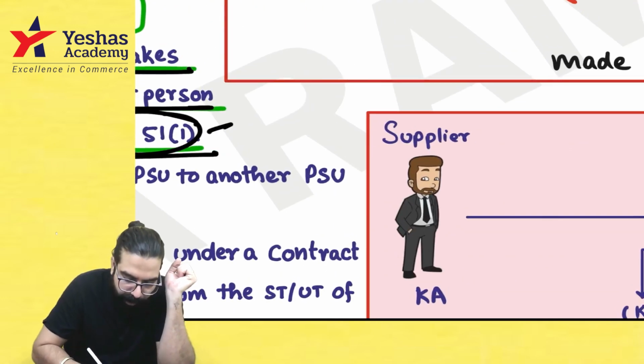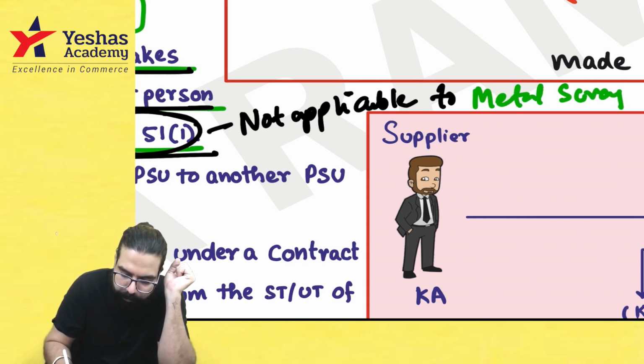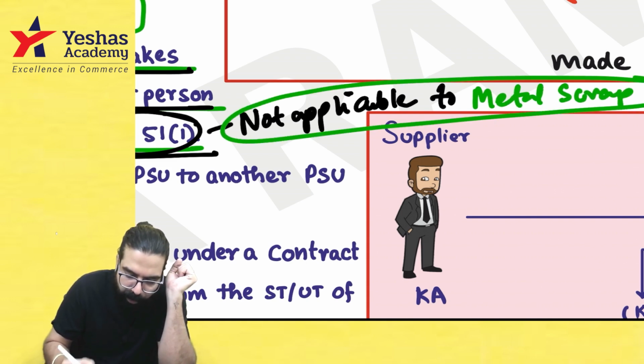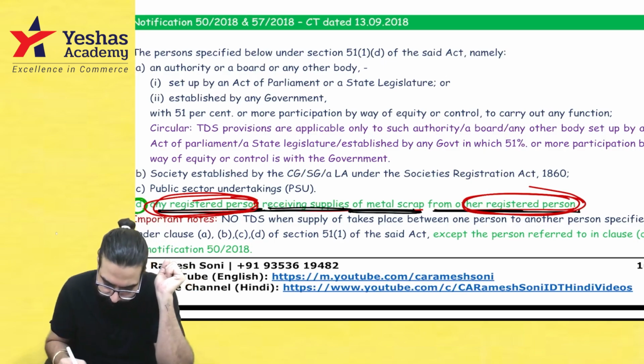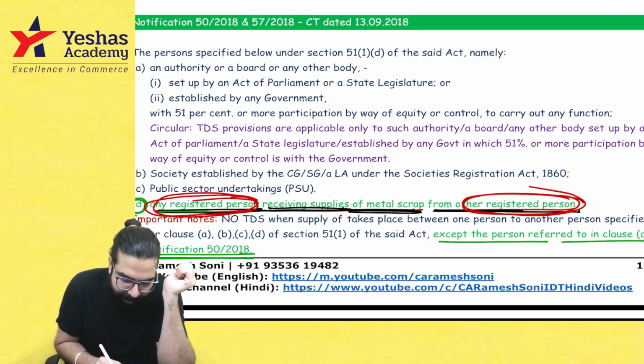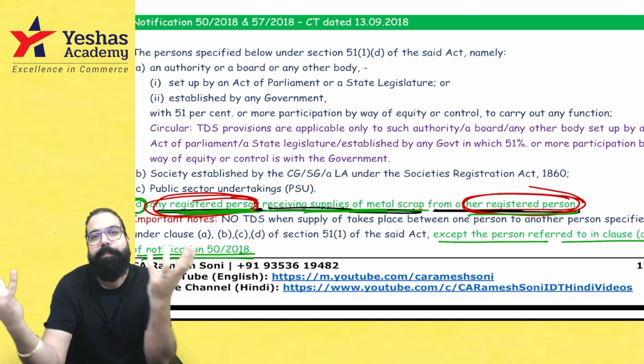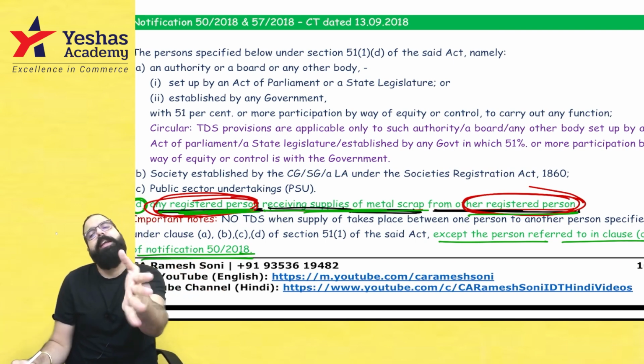But this is not applicable to metal scrap. For the metal scrap point, this is not applicable. See here, it says except the person who is in clause D of notification number 50. Basically, any registered person who is receiving metal scrap from another registered person, even though both are suppliers of metal scrap, still the recipient has to deduct TDS.